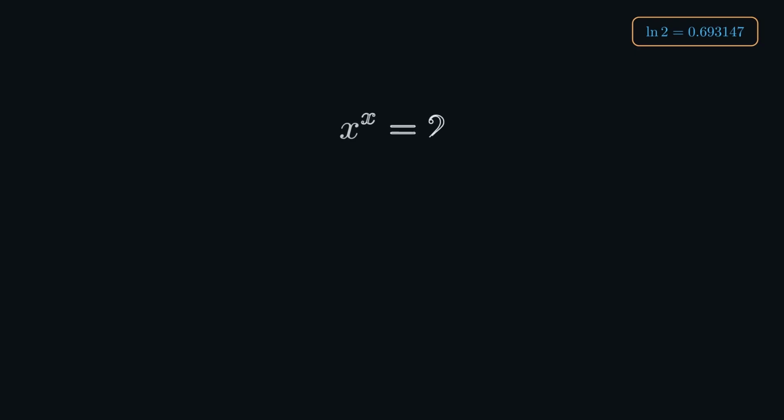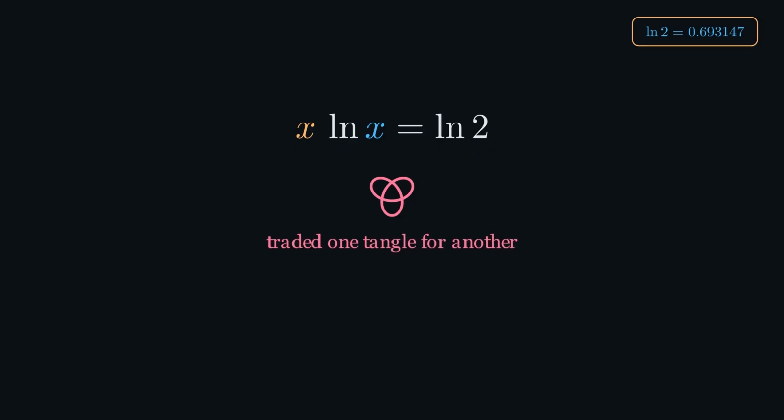x to the x equals 2. Take the log of both sides. Log of a power pulls the exponent down front. So x times natural log of x equals natural log of 2. Progress? The double-decker x is gone. But now x is standing outside and also trapped inside a logarithm. I traded one tangle for another.